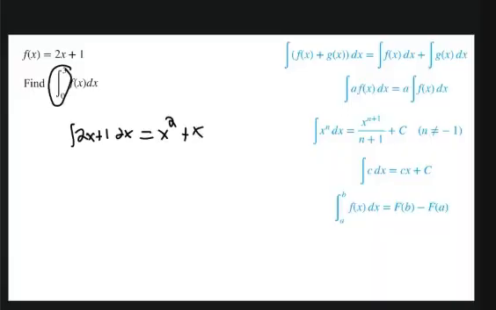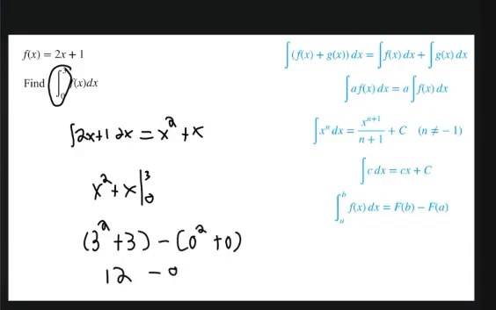Now we apply the bounds from 0 to 3. Which means that we should get 3 squared plus 3 minus 0 squared plus 0. And we're just left with 12. And remember, with definite integrals, we do not need to write plus c, because we're finding a specific numerical value.